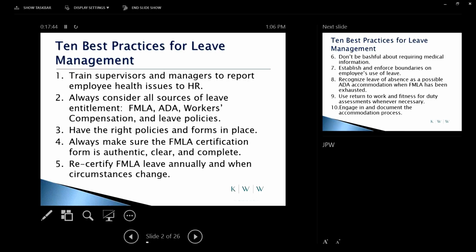Fourth, with FMLA, you have the right to require employees to submit a certification of healthcare provider from the employee's own doctor or that of the employee's family member. And you always need to make sure that certification is authentic, clear, and complete. We'll talk about what that means. You need to recertify FMLA annually, which the law permits, and when circumstances change, which we'll talk about.